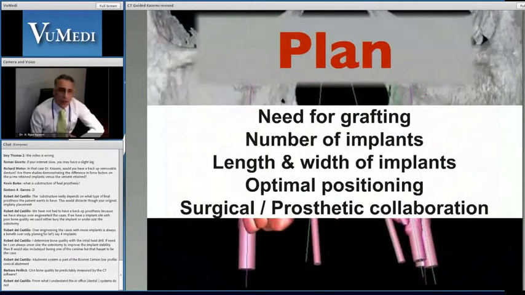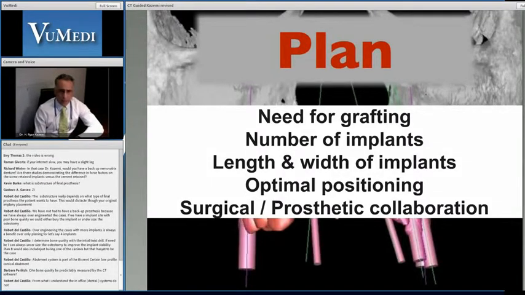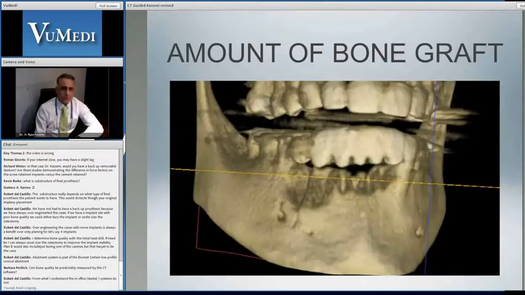The next reason why we use the CT-guided planning or CT-guided approach is in the planning mode. So first for the diagnostics and now for the planning. And this is when we start to think about a number of questions: the need for grafting and how much of it, how many implants, how we are going to position them, what the length and the width of the implants are that we're going to use, and also to use it as a communication tool between the surgeon and the restorative dentist.